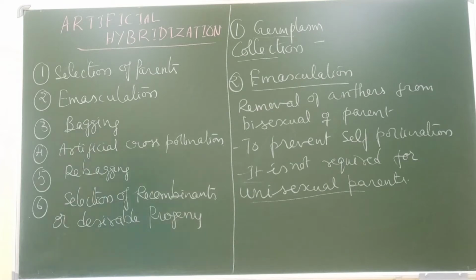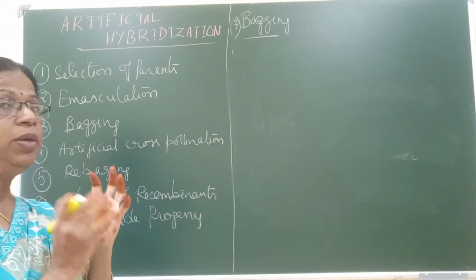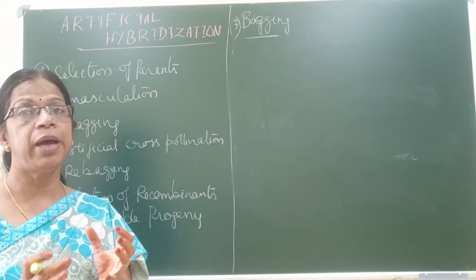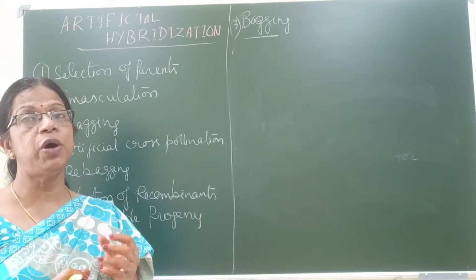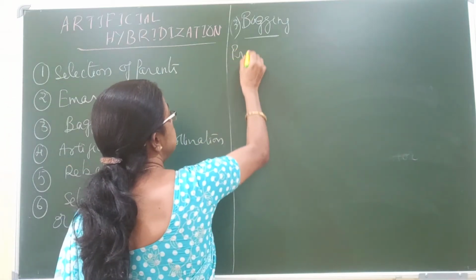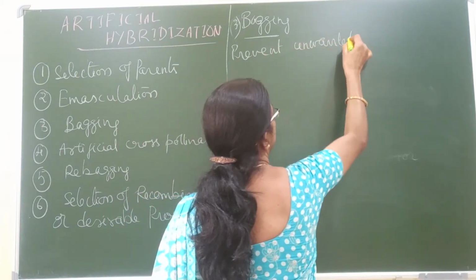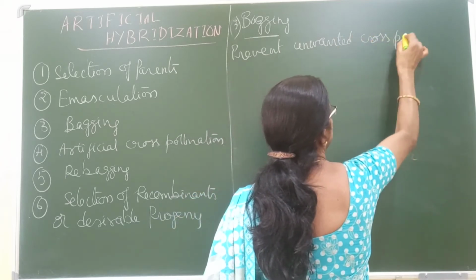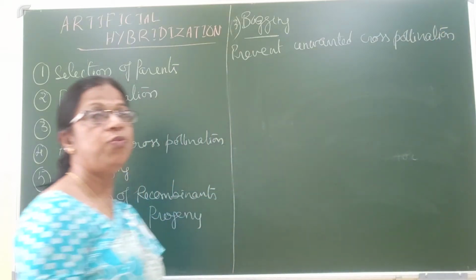Let us now go to the third step. Now let us start with what is bagging. After emasculation, the female flowers are covered with a polythene bag. The female flowers, completely the inflorescence, will be covered with a polythene bag. So what is the use of this? Bagging prevents any unwanted cross-pollination. That is the purpose of bagging.